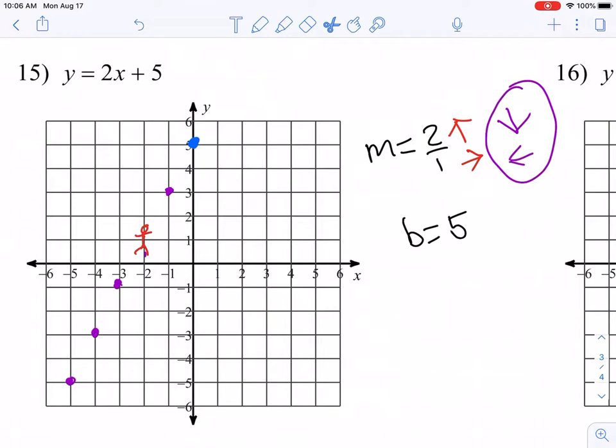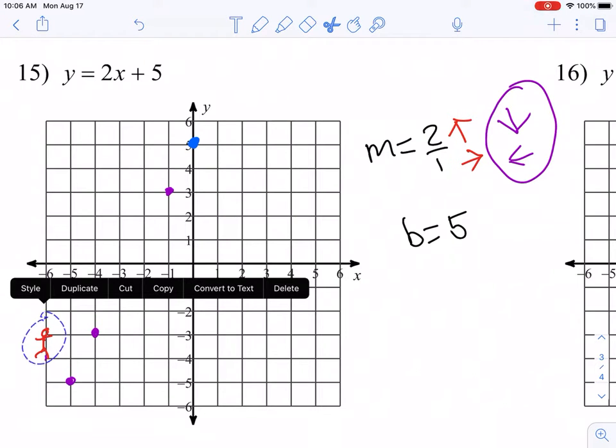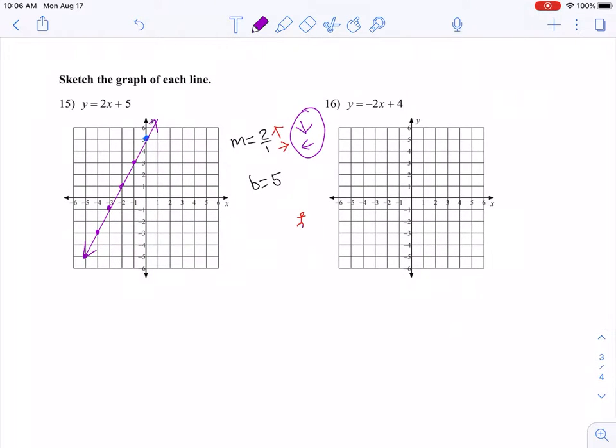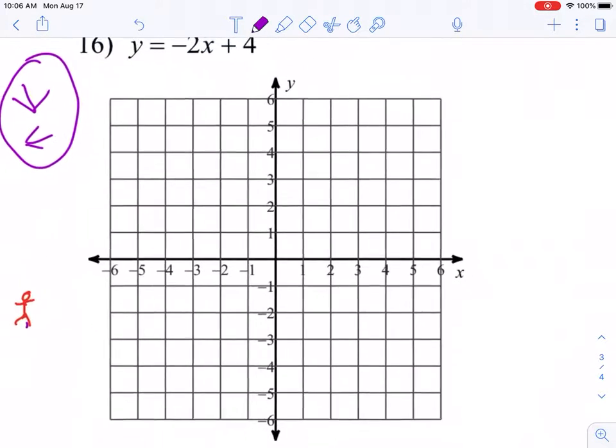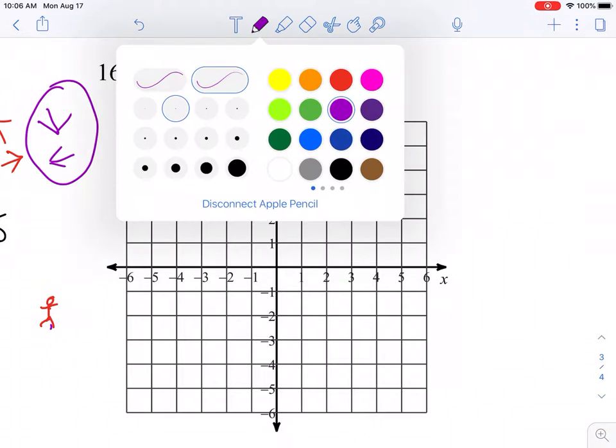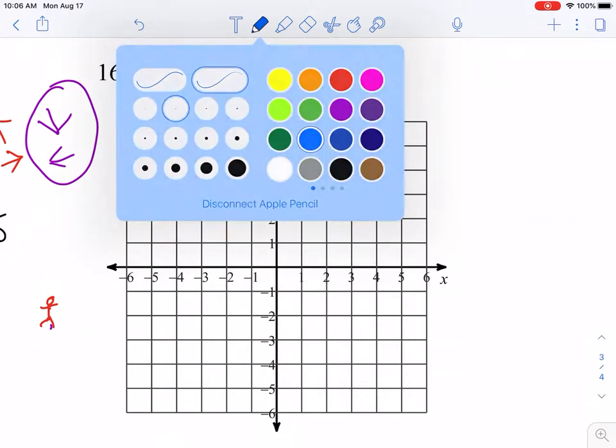So my little person can keep going down to left 1, down to left 1, down to left 1. We'll use him later. Okay, and then that creates our line for us. It's really important to get used to writing multiple points on the graph because it's easier to see. Sometimes our lines get a little bit off, and even if they're just a little bit off, it can throw our answer off when we're graphing two lines.